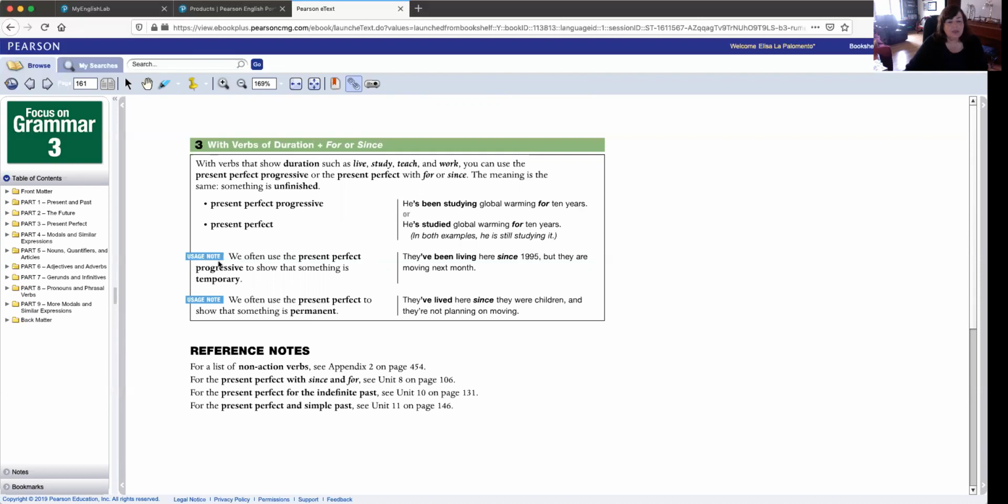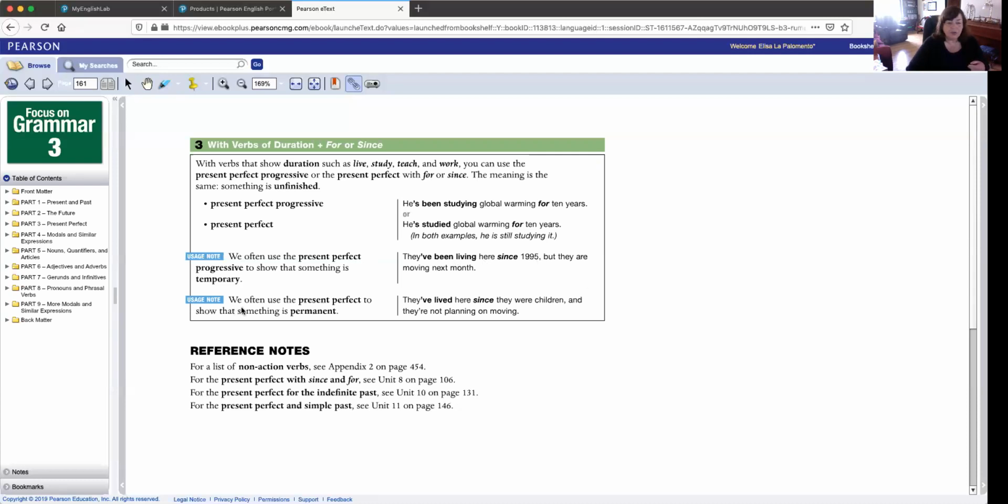Then it tells you in a usage note, we often use the present perfect progressive to show that something is temporary. I had mentioned this to you before. So look at this example. They've been living here since 1995, but they are moving next month. Now, in this example, they're using the present progressive tense, and they are telling you that they are moving next month. So by telling you that, we know that this is temporary. If they had stopped at this sentence here, they've been living here since 1995, that does not mean temporary.